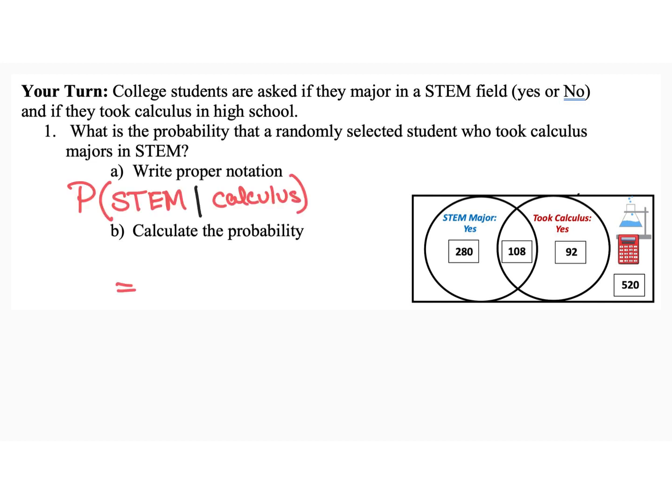Here's my proper notation, and when I calculate my probability, I'm going to tell you logically what we're doing here rather than doing the formula. So we're restricting it to those who took calculus, so that's a total of 200 who took calculus, and of those who took STEM, it would be 108. That's how to logically think it through. Then, of course, change that to a proportion, a decimal. So 54% or 0.54.